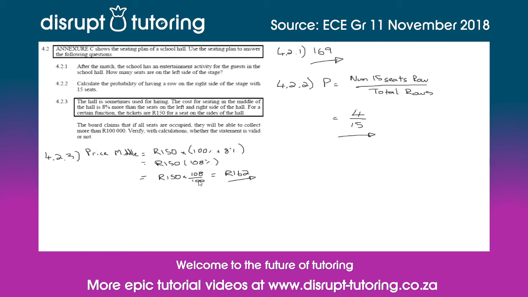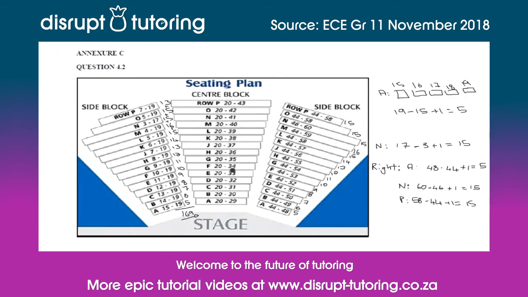Now we're going to need to find out how many seats are in the middle. So number of seats in the middle is going to equal, we do need to now go to our diagram and count again how many seats are in the middle row. So you can see over here, we're again going to have to count per row.